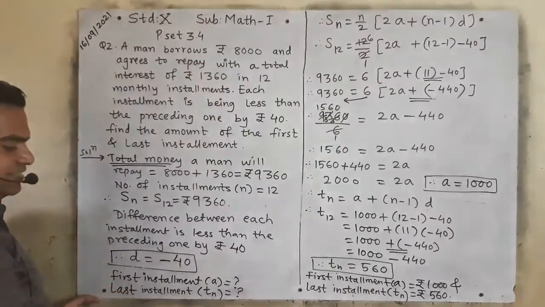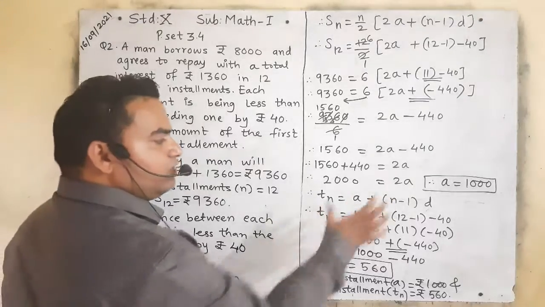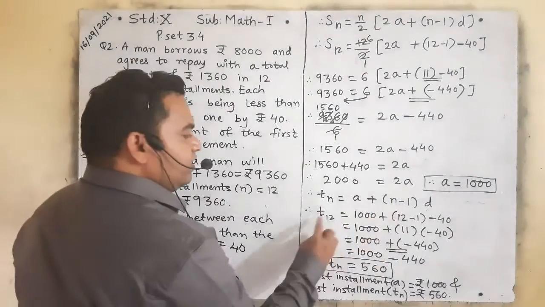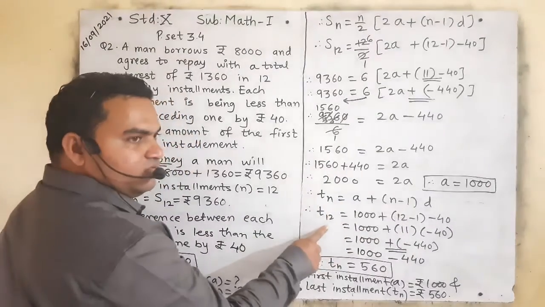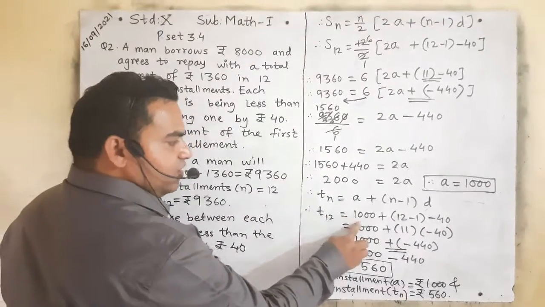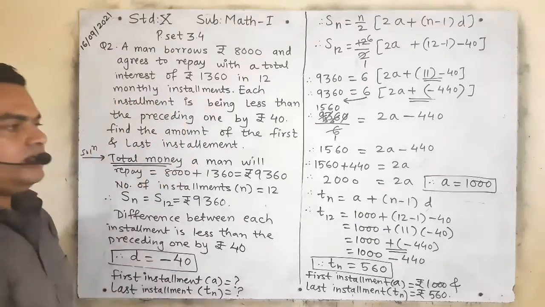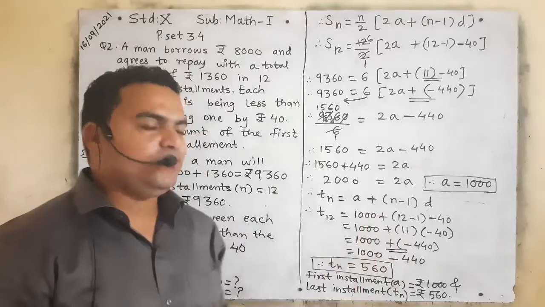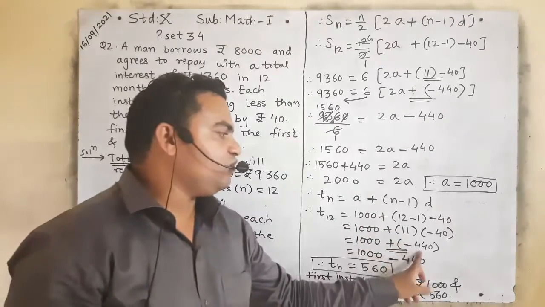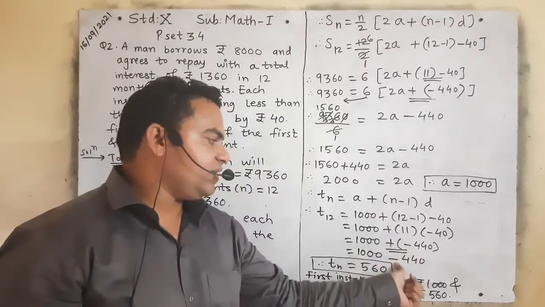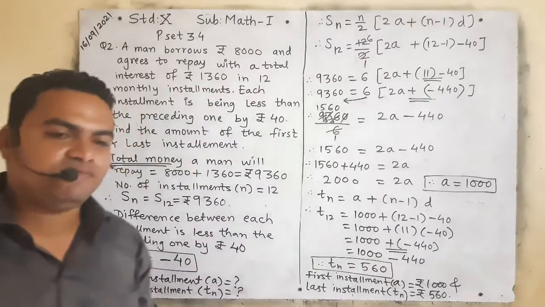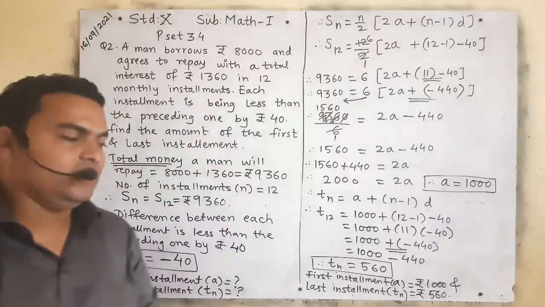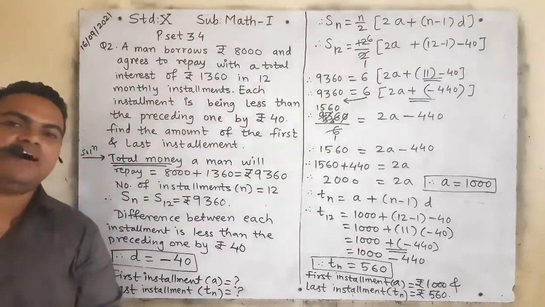Now we have to find the last installment, that is TN. So we will utilize the TN formula. TN is equal to A plus n minus 1 into D. The total number of installments n is 12, and the A value is 1000. 12 minus 1 is 11, and the difference is minus 40 rupees, right? So this minus 40 will multiply to 11, so it will be minus 440. Plus minus will be minus. 1000 minus 440 will remain as balance. What will be the answer? 560. So the last installment will be 560.